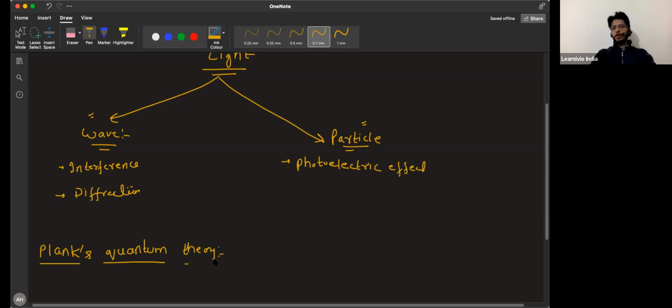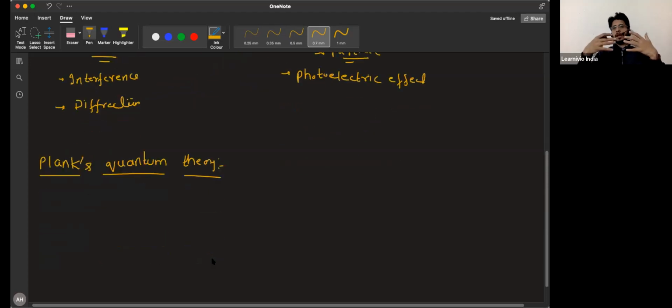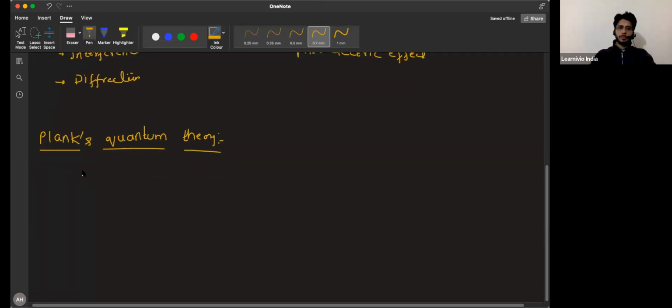So the Planck quantum theory says that if light is coming from a source, then that light does not behave like a wave, but behaves as packets of energy. So Planck says if light is coming from a source, then it's not continuous. The light coming from the source has packets of energy. So these packets come one by one.